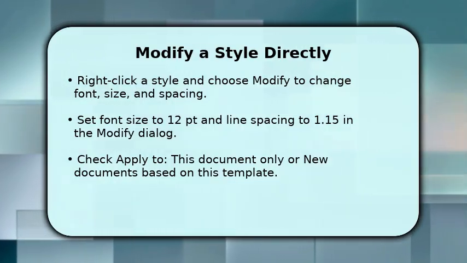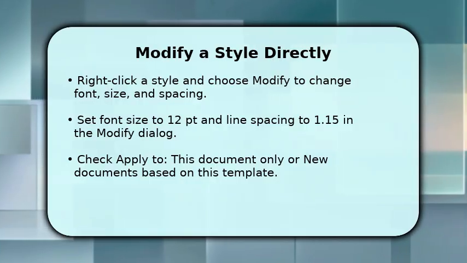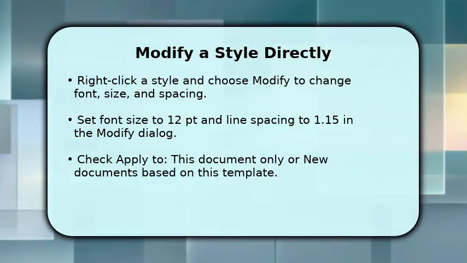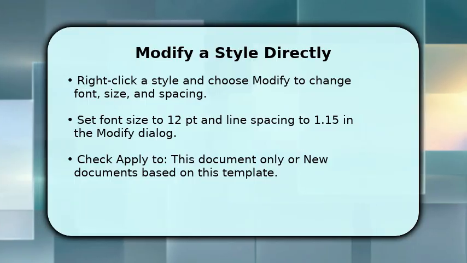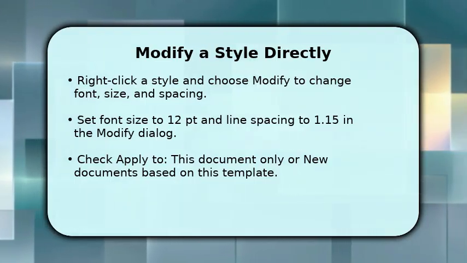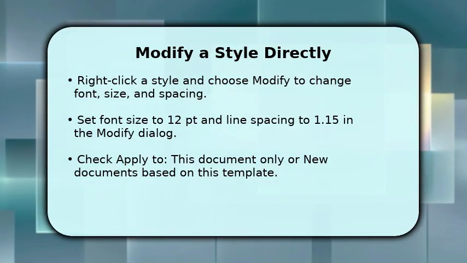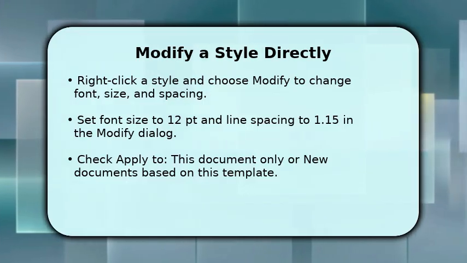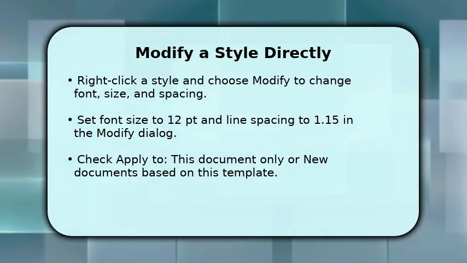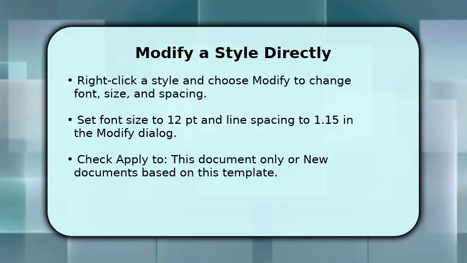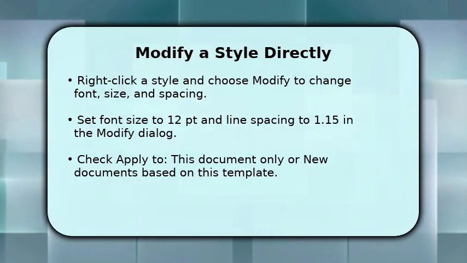For body text, set 12 pt font and line spacing 1.15 for consistent readability. Use Format at the bottom to change paragraph, tabs, and borders. Choose Apply to this document only or new documents based on this template when ready. Click OK to apply the changes and watch the document update immediately.